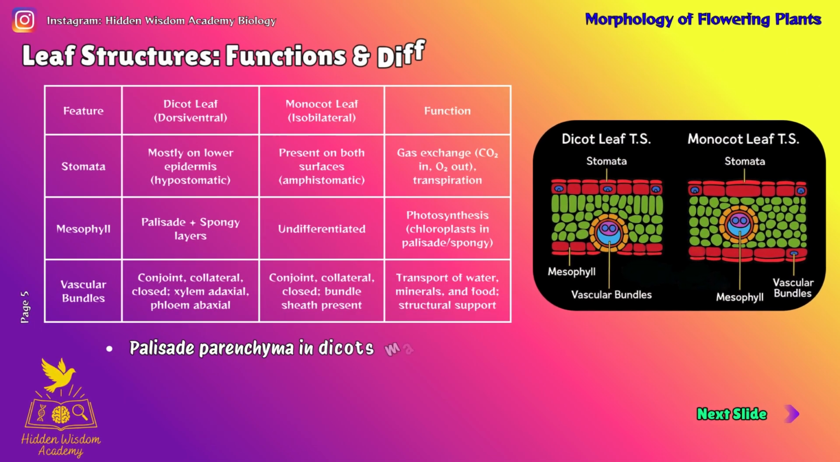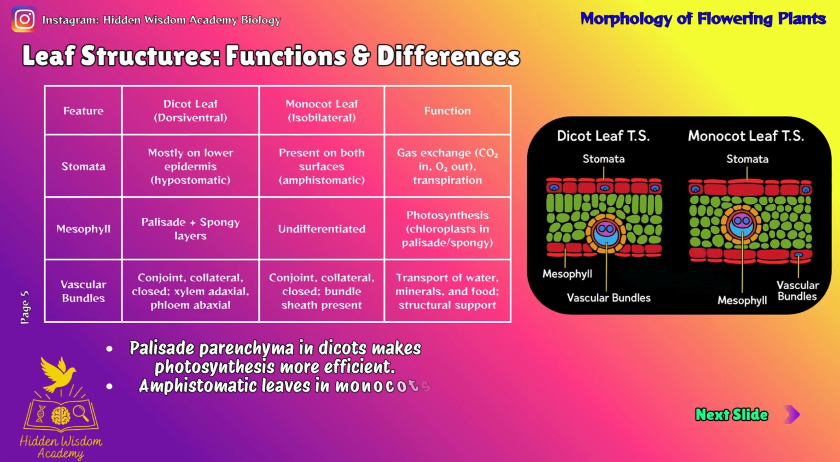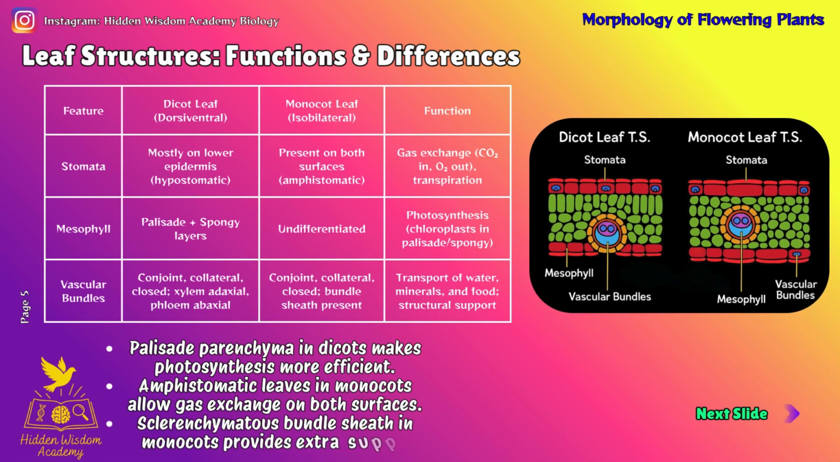Let's understand the leaf structures with their functions and differences. In dicot leaves, stomata are mostly on the lower surface, while in monocot leaves, stomata are on both surfaces for efficient gas exchange. The mesophyll in dicots has two layers, palisade for photosynthesis and spongy for gas exchange. In monocots, the mesophyll is undifferentiated.